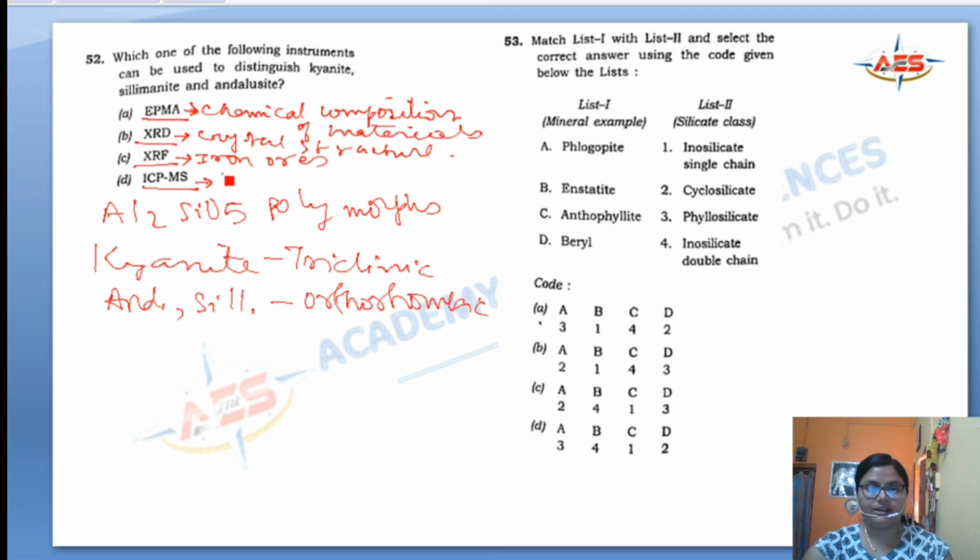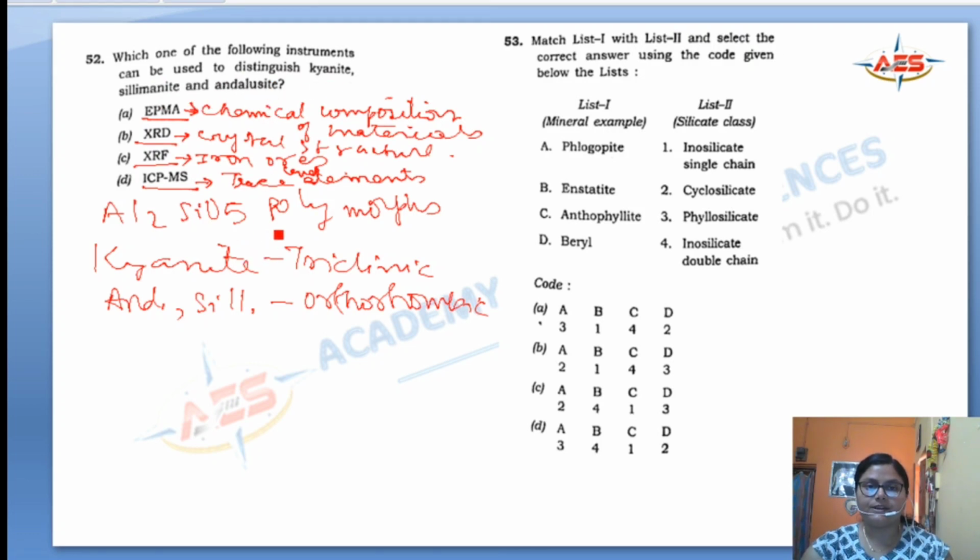Those elements that are present in trace level, we use the ICP-MS method to determine them. अब क्या दिया गया है? Which one of the following instruments can be used to distinguish kyanites, sillimanite and andalusite?